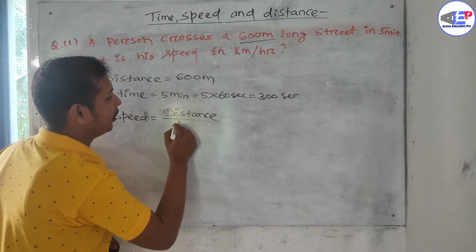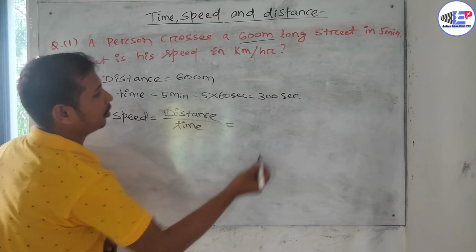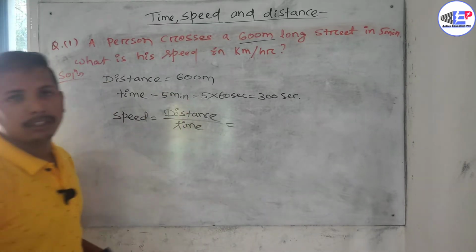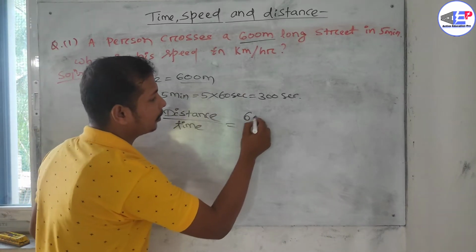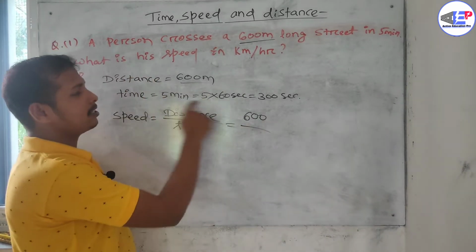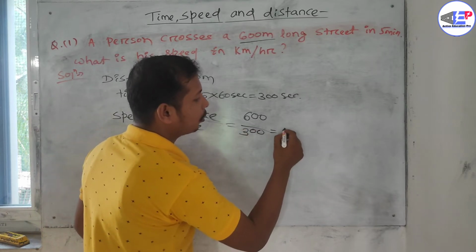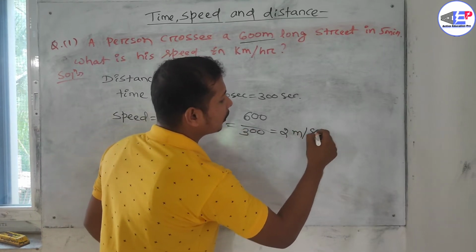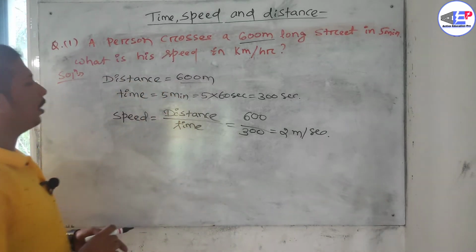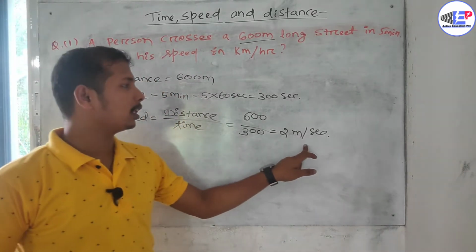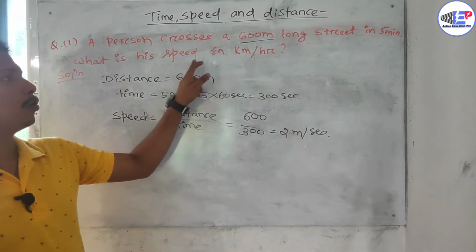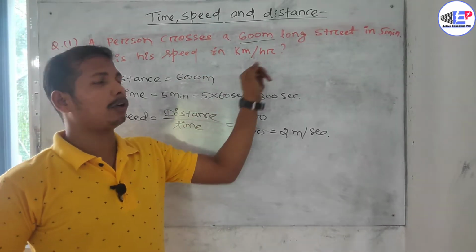Distance divided by time. Here distance is 600 meter and time is 300 seconds. So it will give 2 meter per second. Here we have found that the speed is 2 meter per second, but the question asks us to find the speed in kilometer per hour unit.